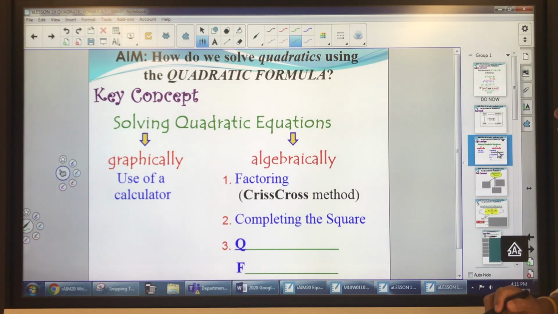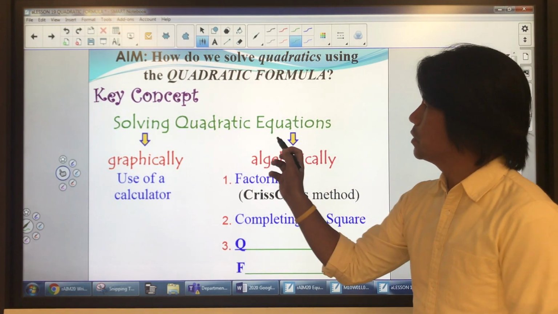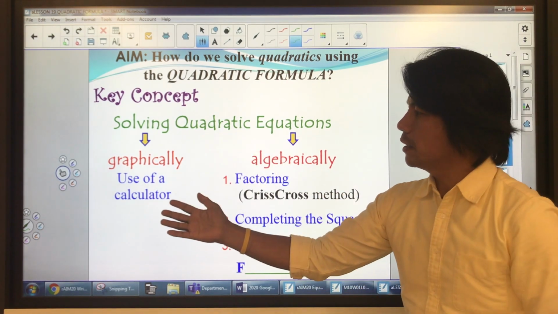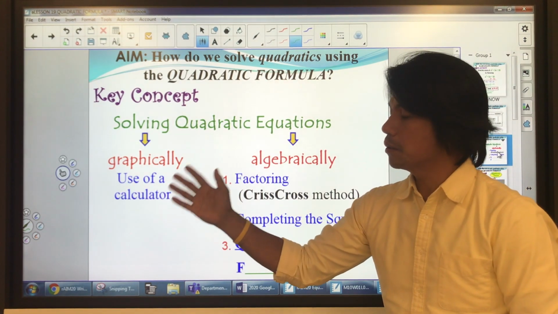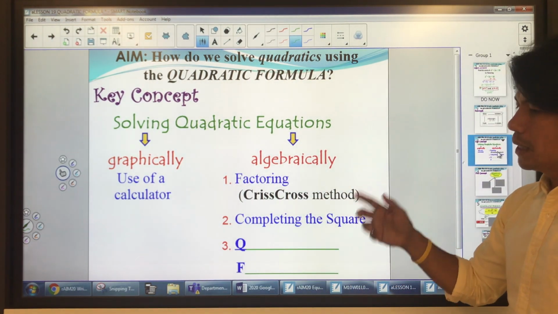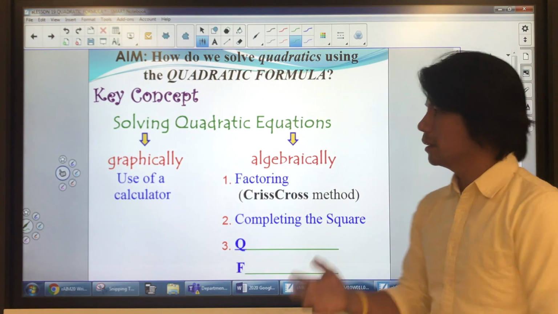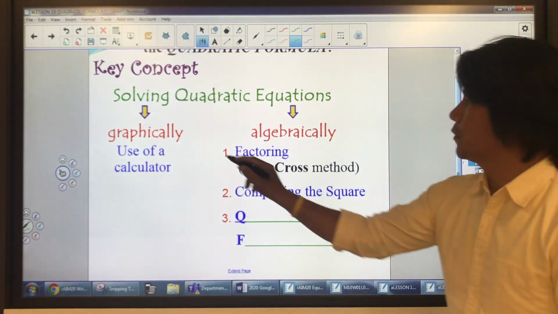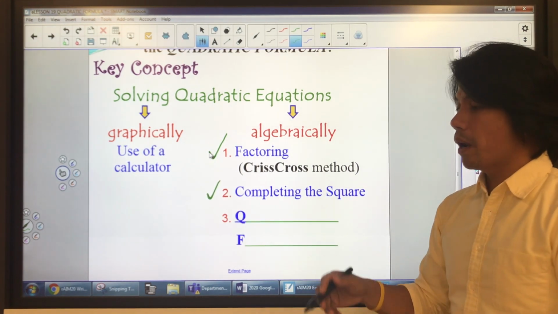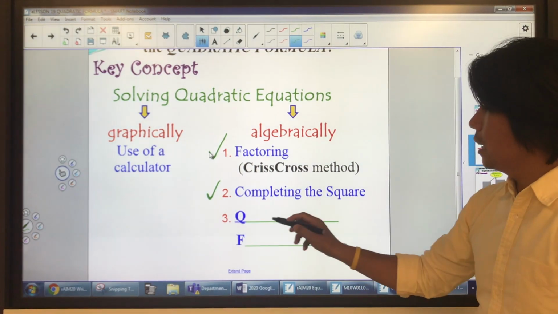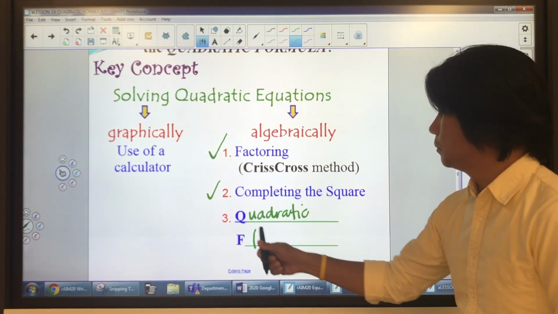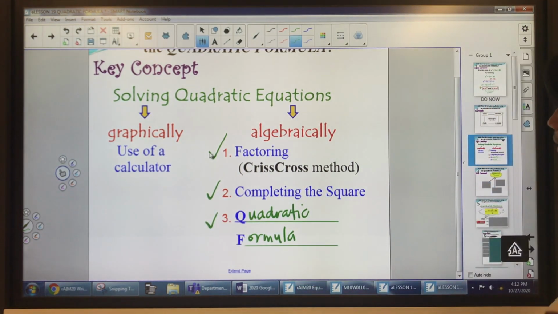Now let's go to the key concept. In solving quadratic equations, you have two basic categories. One, graphically, you can use your calculator. I'm going to show that to you in a separate video. Now algebraically, when they say solve this quadratic algebraically, you have three options. One is factoring or the crisscross method. Number two is completing the square. That's a separate video. And today we are going to learn the quadratic formula. Okay, so that's the third method.